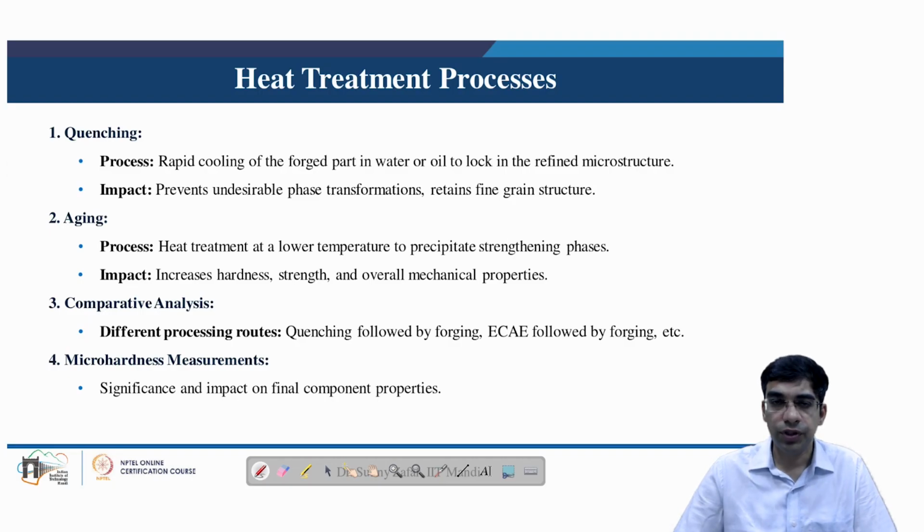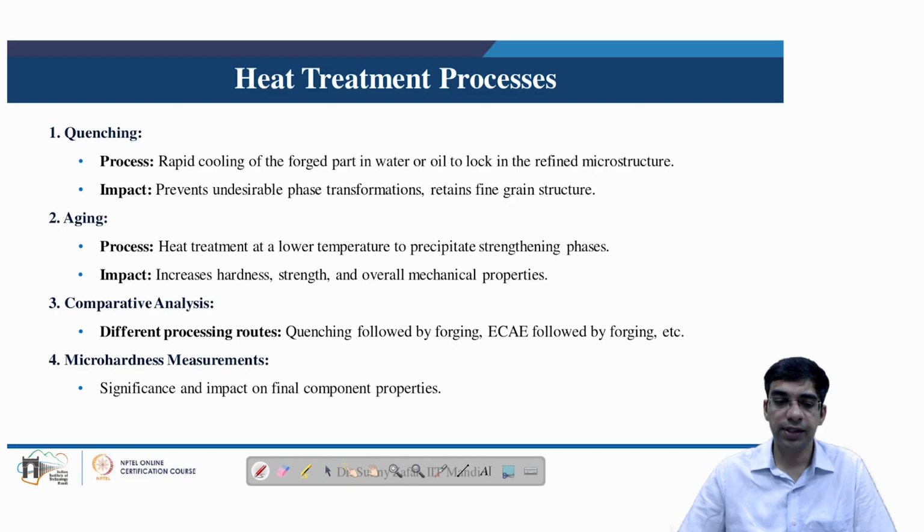Then after the forging, there is the role of heat treatment processes. Heat treatment processes in general are applied to refine the microstructure and relieve any residual stresses in the forged components. Heat treatment processes such as quenching, aging, etc. are utilized to improve the performance of the forged component.